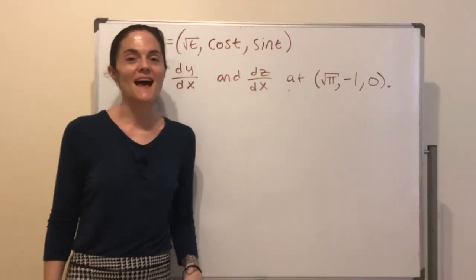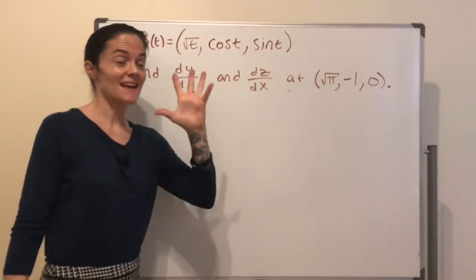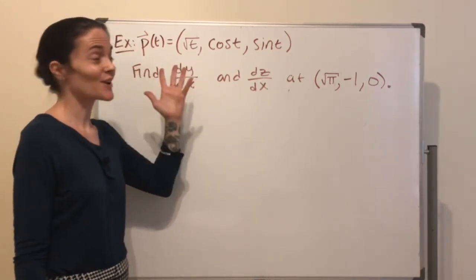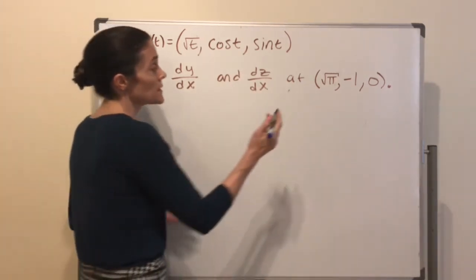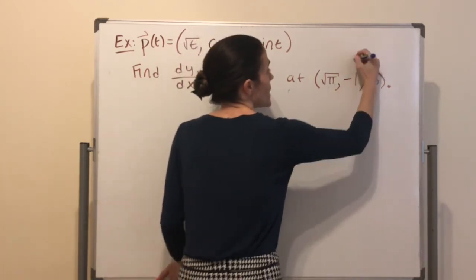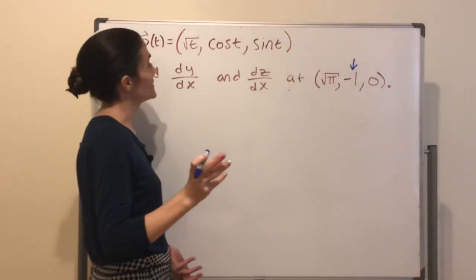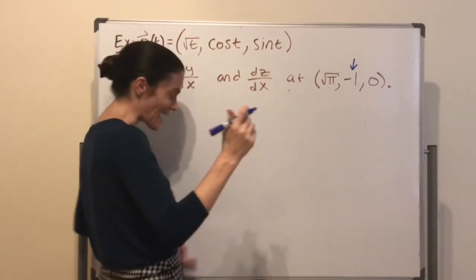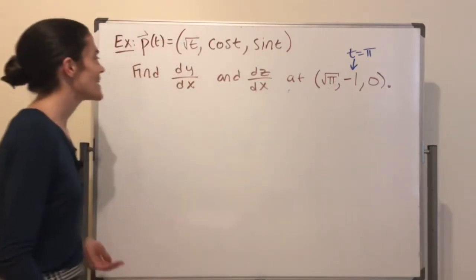Here is my last example. Here we want to find both dy/dx and dz/dx. For this curve, square root t, cosine t, sine t, we're given the point is square root pi, negative 1, 0. Just looking at this, the first component is square root t, and we see the value is square root pi, and so it must be the case that t equals pi here.